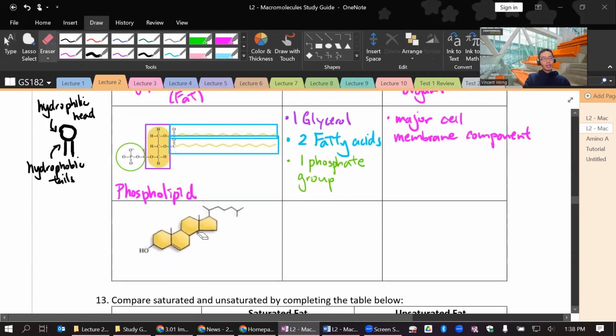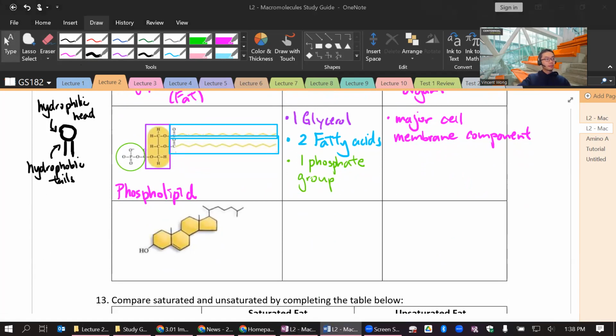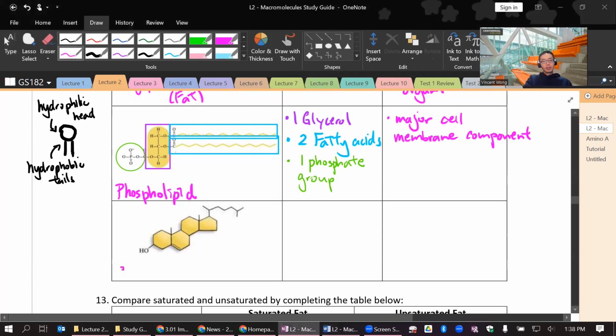Okay, last but not least, what is this thing? Does anybody recognize what this might be? A steroid? That is a steroid. That's right. Very good. And you know, we need steroids in the body for hormones. Not all the hormones in the body are made of lipids. A lot of them are protein based, but some hormones are steroid based. This is steroid.